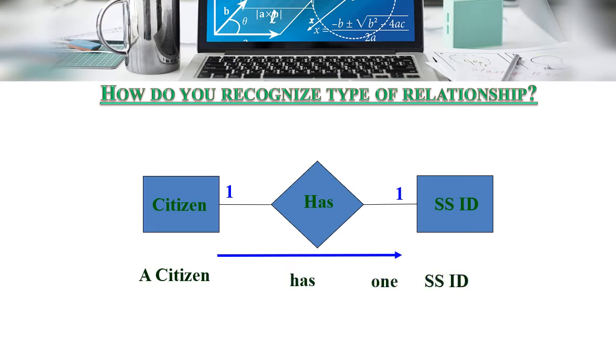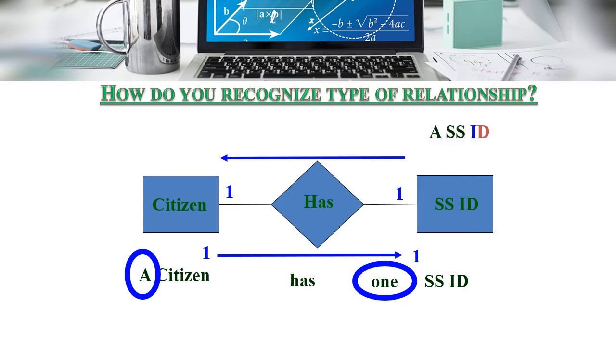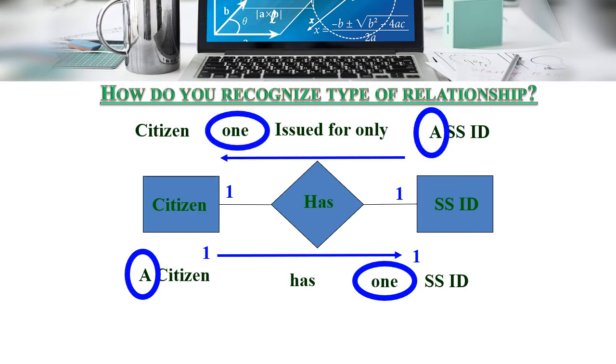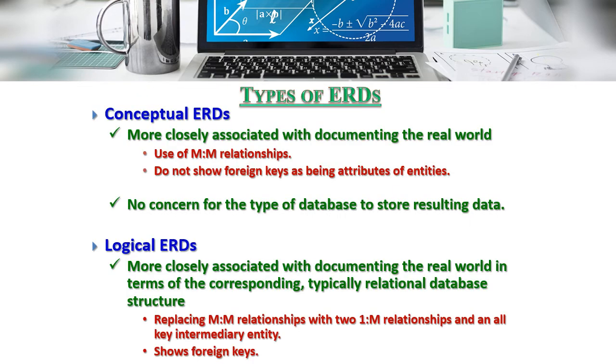A citizen has one SSID, so the relation is one-to-one. From the other side, an SSID is issued by only one citizen. So the relationship will be one-to-one. We can see the relationship after collecting the two types of ERD.